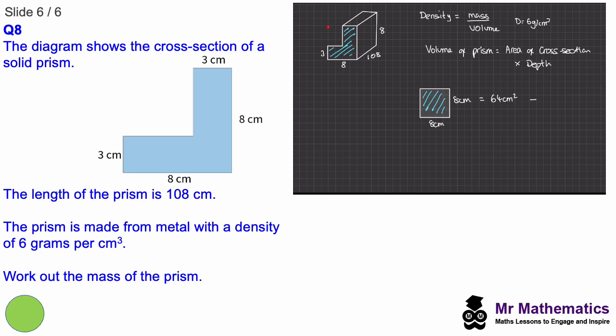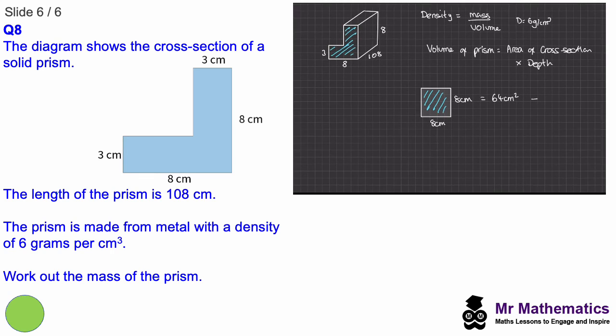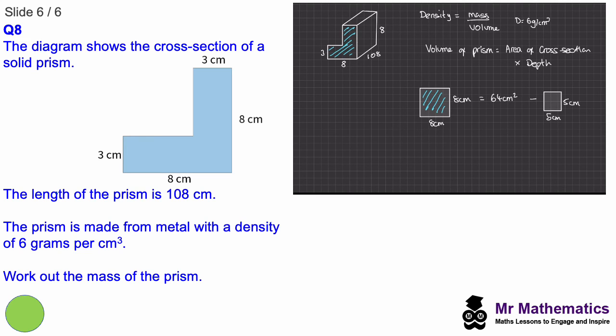So now we're going to take away this shape here. And we know that this length must be 5 because this is given as 3. And we know that this length must also be 5 because this is 8 and this is 3. So now we have a smaller 5 by 5 square, which has an area of 25 centimetres squared. So the area of the cross-section is going to be 64 centimetres squared minus the 25 centimetres squared, which is 39 centimetres squared.